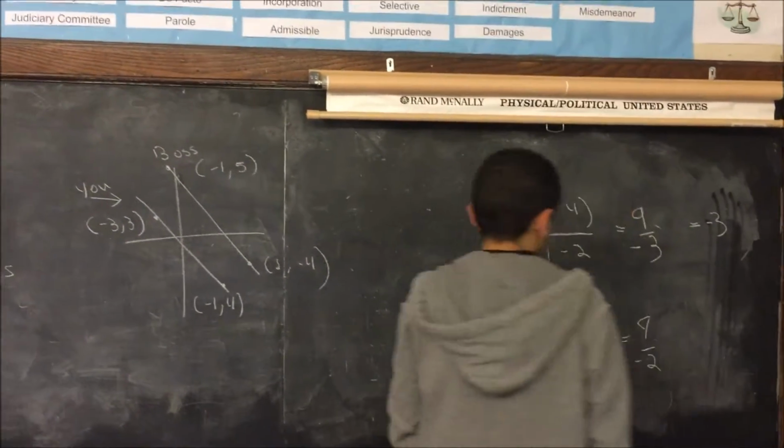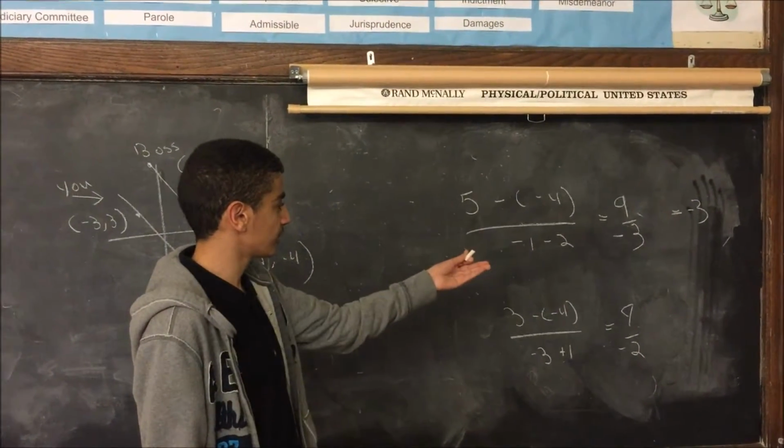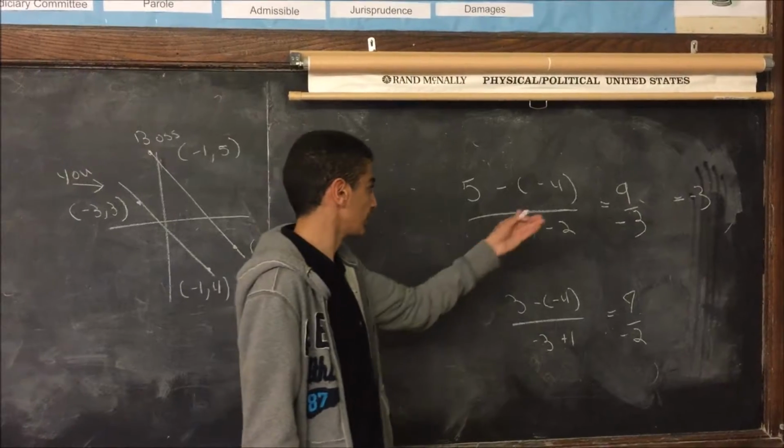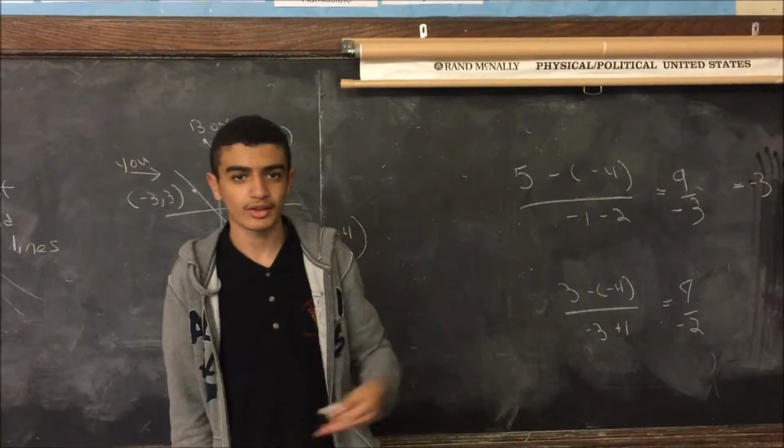Now that we have both slopes, we can tell if they're going to intersect or not. If you have the slope of 7 over -2 and your boss has a slope of -3, you will eventually intersect and you might be fired.